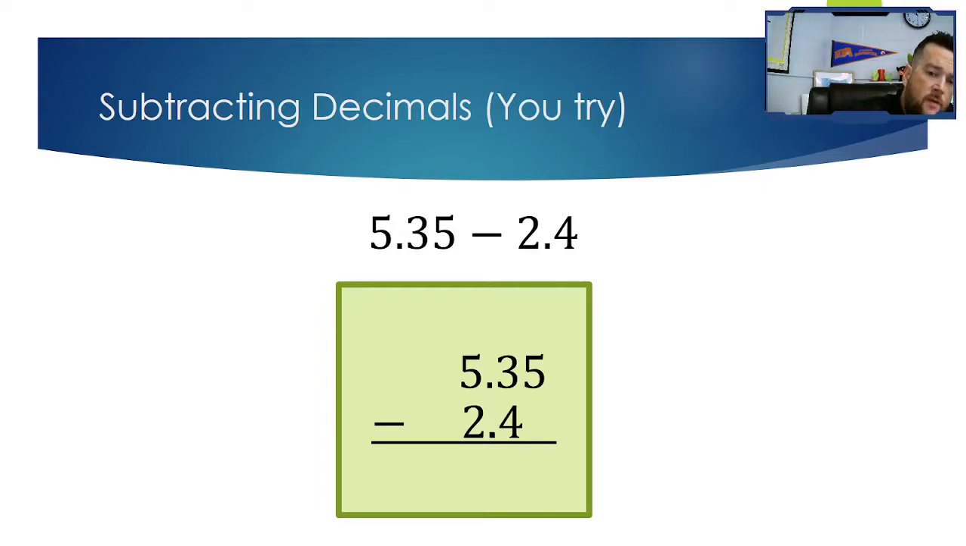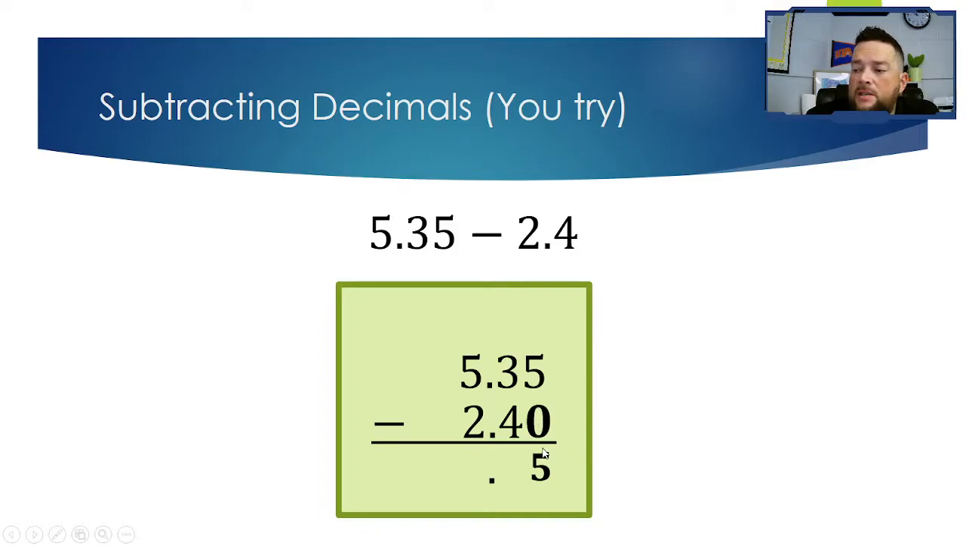All right, so we've got 5.35 minus 2.4. We're going to go ahead and supply the 0 inside the empty space. We can carry down that decimal so that we know where the decimal place is going to be. And then we can just go ahead and do the subtraction.